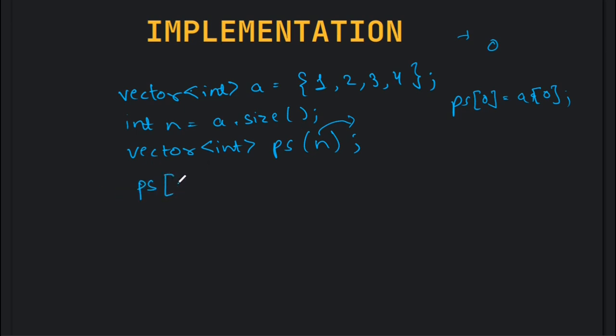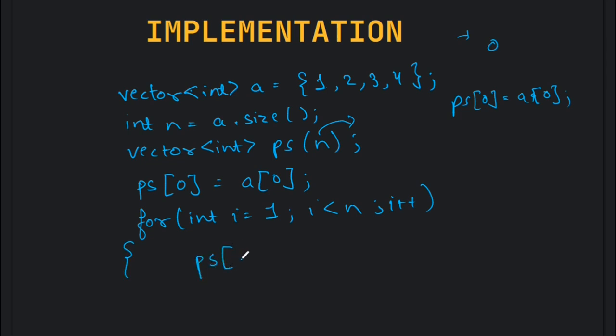So we will do that. ps of 0 will be equal to a of 0, and then we can start building our partial sum. So for i equal to 1, i less than n, we are taking 1 here because we have done initialization for 0, so we will now start from the first element, and for that partial sum of i will be equal to a of i, that is the element in the array itself, plus whatever the previous partial sum was, that is ps of i minus 1.